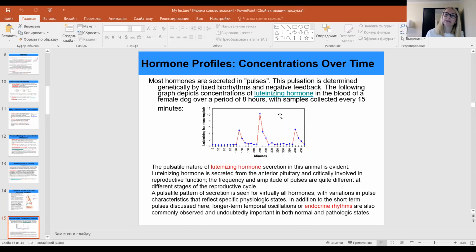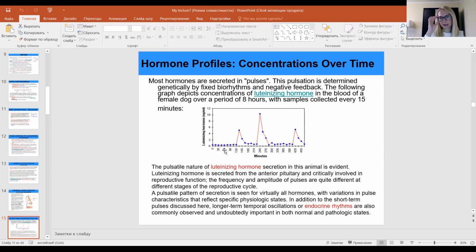But you also have to understand that the level of each hormone is changing during the day, during the night, during the week, during the months. So here you have an example of luteinizing hormone. Here you have a graph of the concentration of luteinizing hormone in the blood of a female dog over a period of 8 hours, with samples collected every 15 minutes.